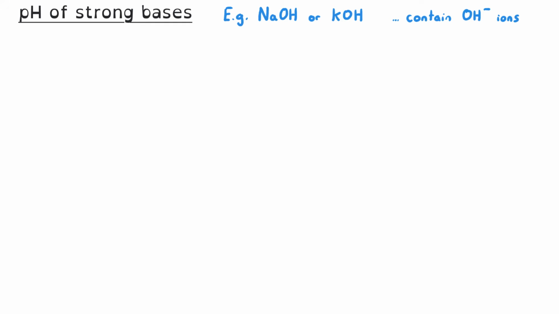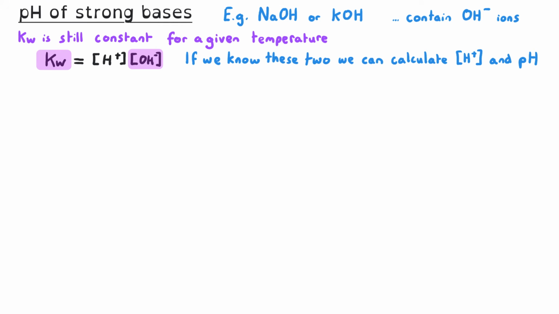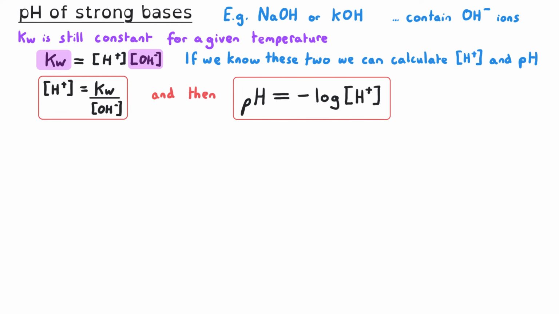We can calculate the pH of a strong base by utilising the value and the equation for Kw, because Kw is still a constant for a given temperature, even when we're not considering pure water. So Kw is the product of the hydrogen ion concentration multiplied by the hydroxide ion concentration, which means that if we know the hydroxide ion concentration and the value for Kw, we can find the H plus concentration and then negative log that to get the pH.